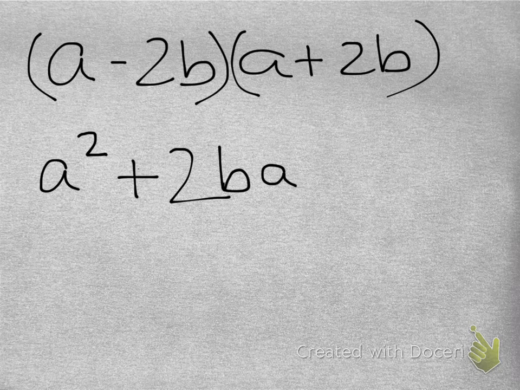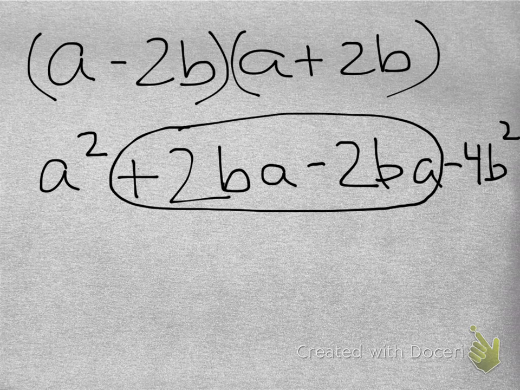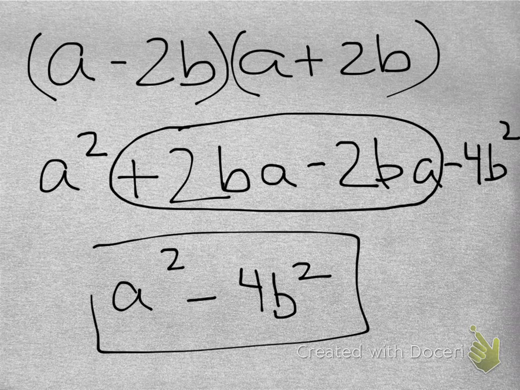2ba. And then we have the inner, negative 2b times a, which is negative 2ba. And then we have last, negative 2b times 2b, which is negative 4b squared. So we can combine our middle terms, which actually cancel themselves out. So we're left with a squared minus 4b squared as our final answer.